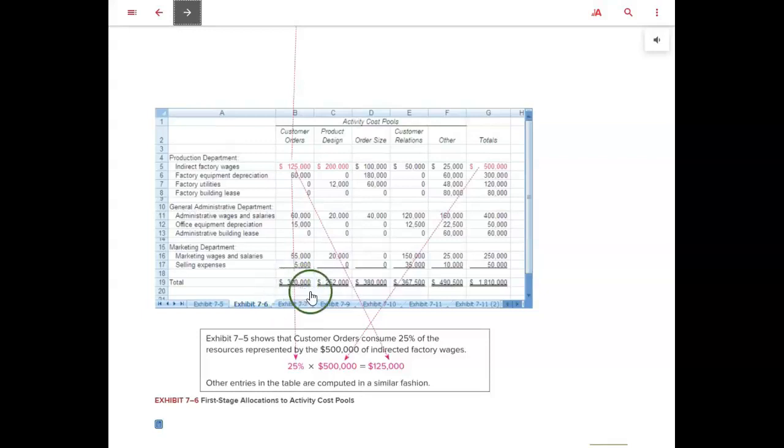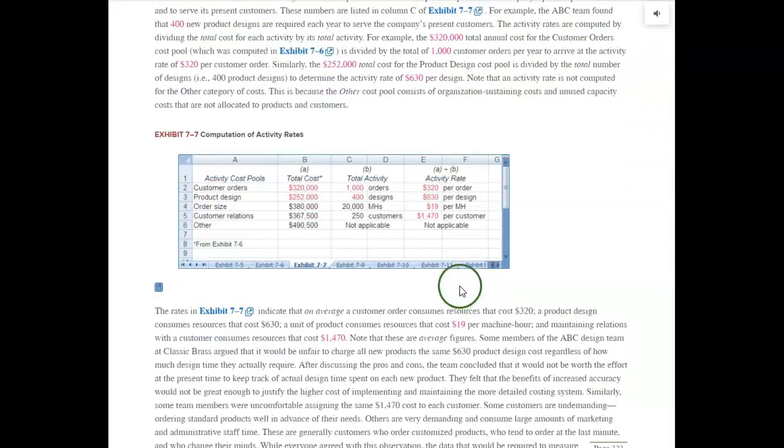So now we're taking each of these cost numbers, and we're going to divide those by our measures that we had earlier. So $320,000 that we're spending on customer orders, and we have 1,000 orders during the year. That's costing us $320 per order. Product design, $252,000. If we have 400 designs during the year, each design is then costing us $630.